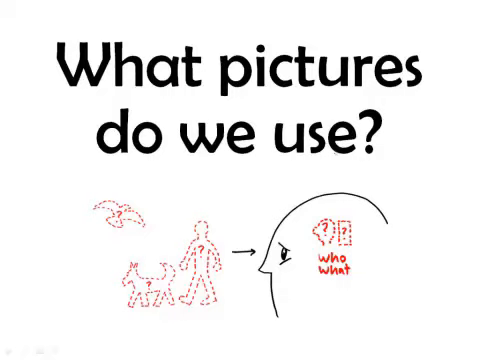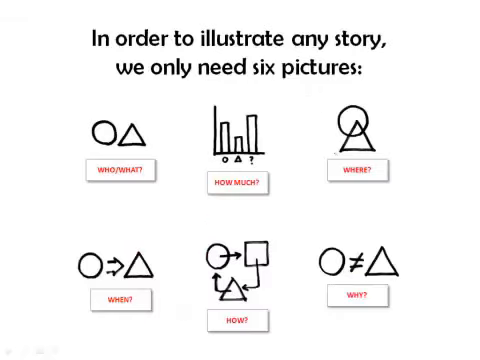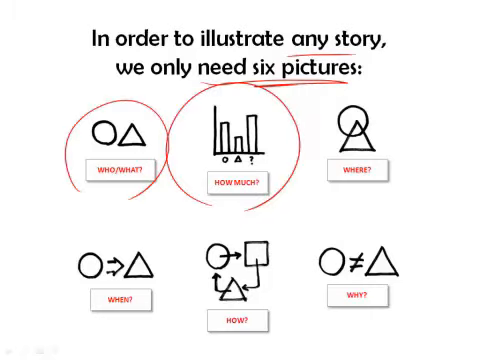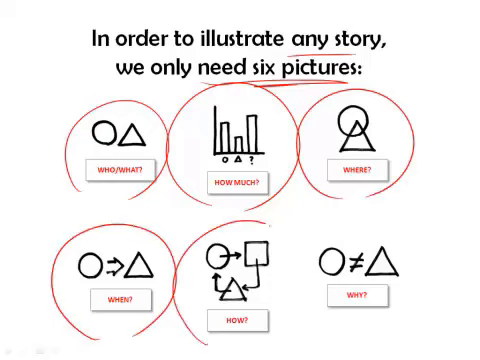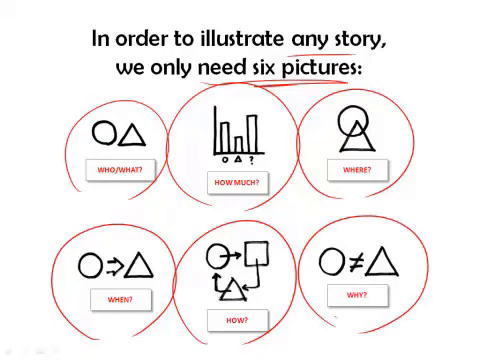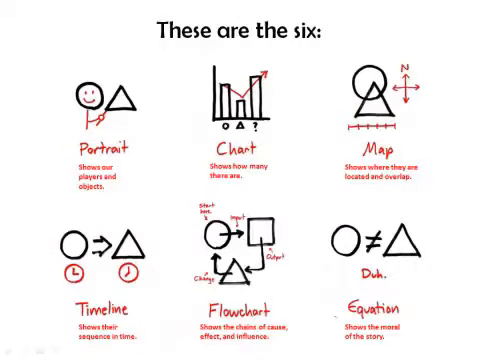And okay, so what pictures are we going to use then? Well, we've been over this several times, and we know now that in order to illustrate any story, we only need 6 pictures. We need something that shows who and what, something that shows how much, something that shows where, some picture that shows when, another picture that shows how, and lastly a picture that shows why. And just with those 6 pictures we can communicate any idea that we've ever had. And here are the 6.